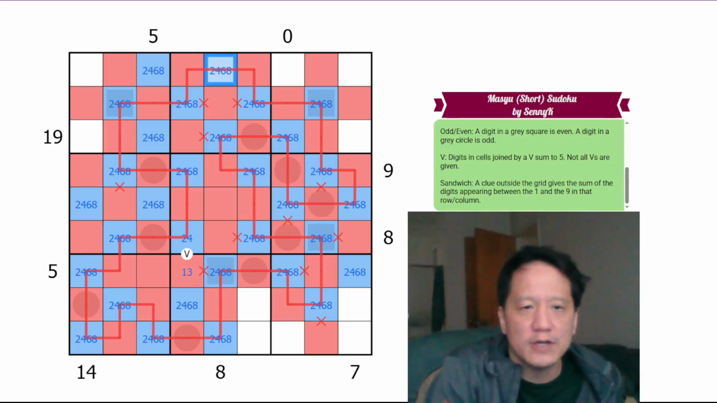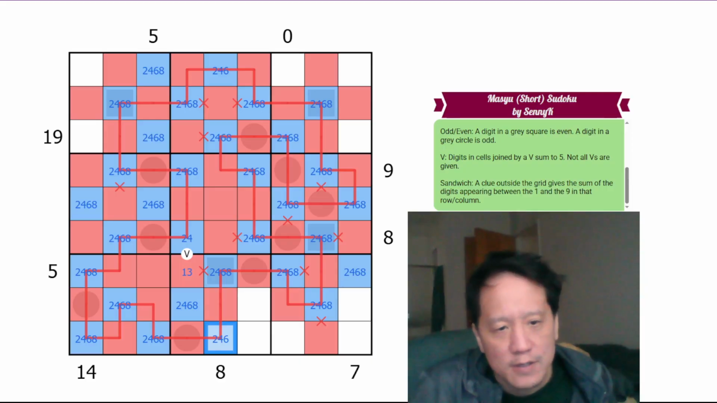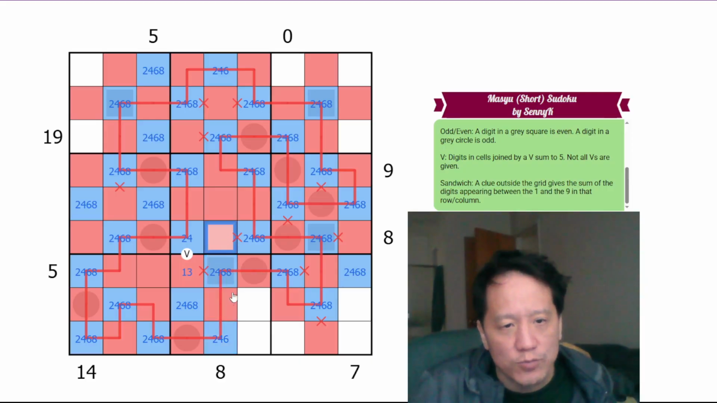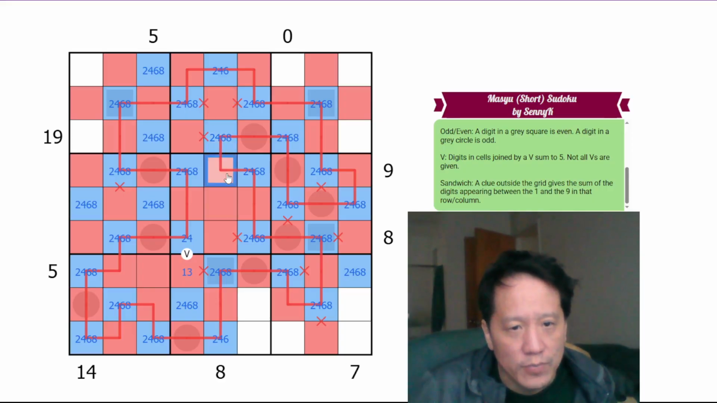So this can't be 8 then, because that can't be surrounded by a 1 and a 9. This can't be 8 then. So one of these is 8 with 1 and 9 here, or this is 8 with 1 and 9 here. Interesting.